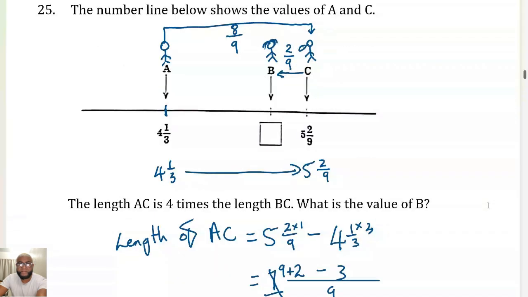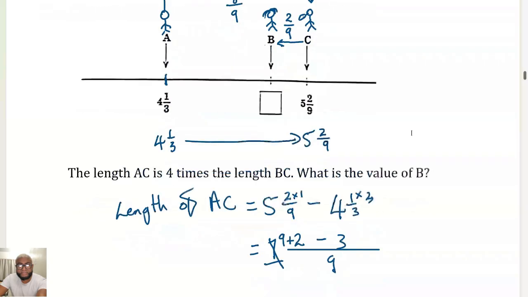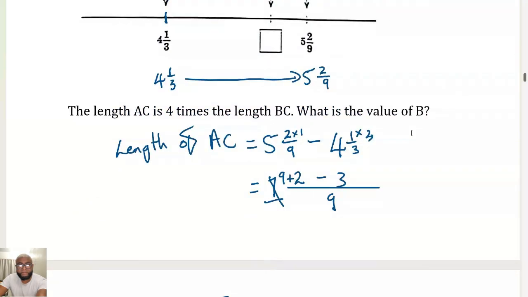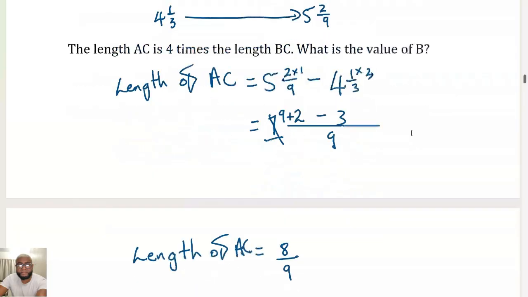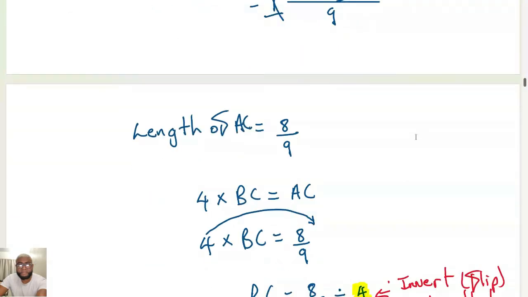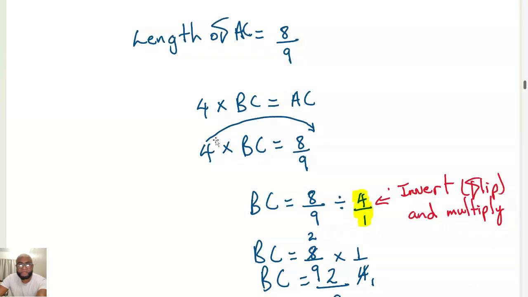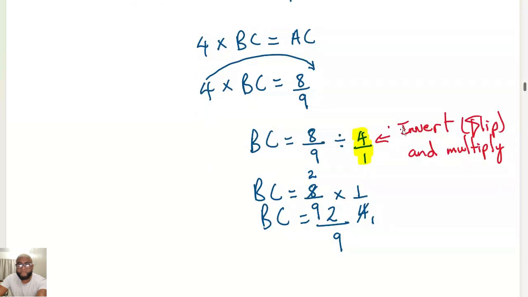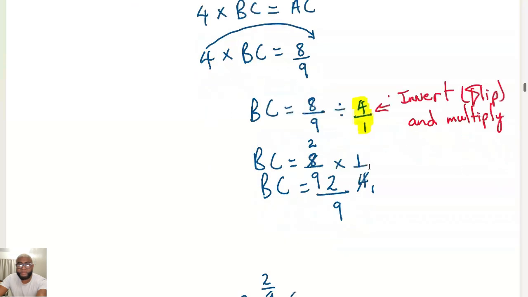Number 25. I have a lot of writing up here, so they might be able to try this question, but this would be the answer underneath here. All right, we found AC first, the length of AC, and we know 4 times BC is AC, and then the opposite of multiply, which, well, multiply and times are the same thing. Carry to the right. Had to divide by 4, so I invert, which means to flip and multiply.